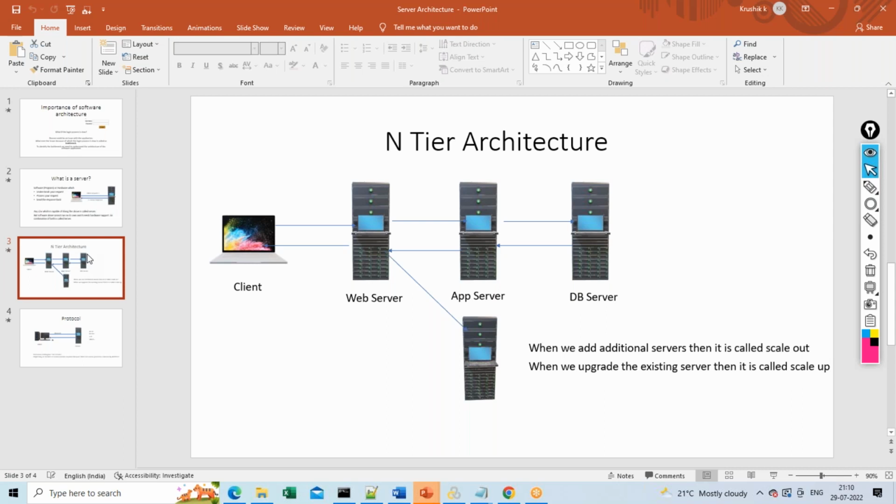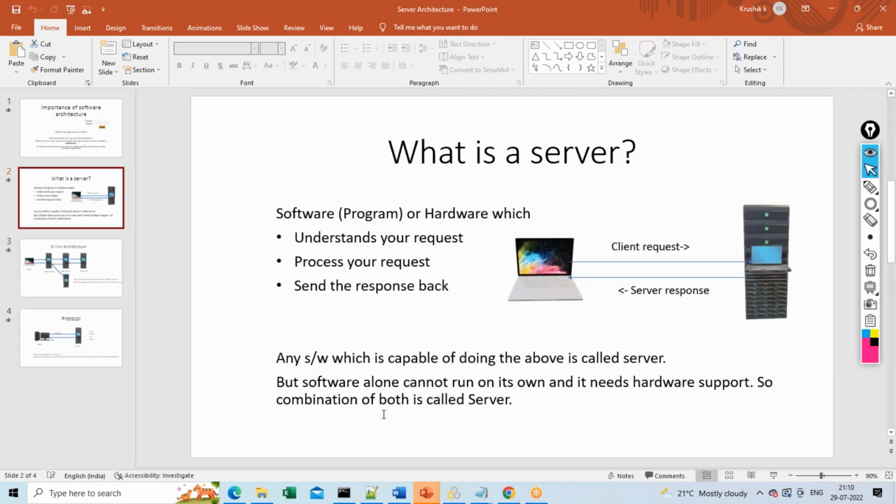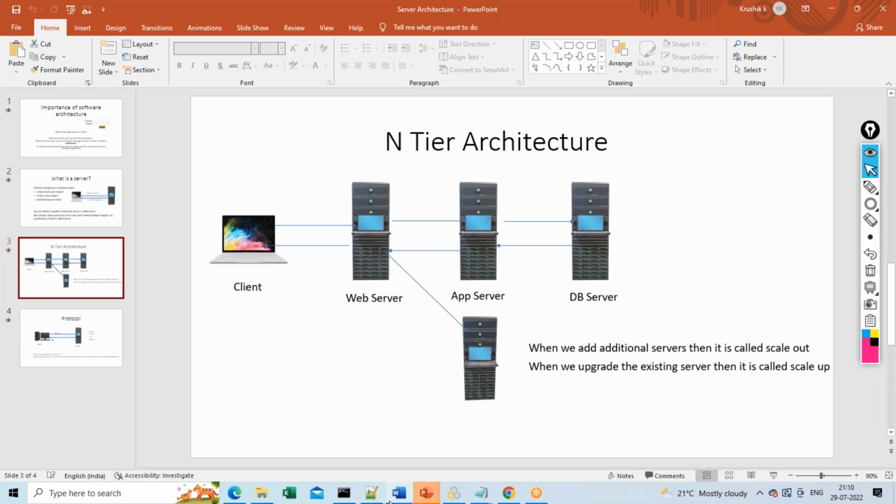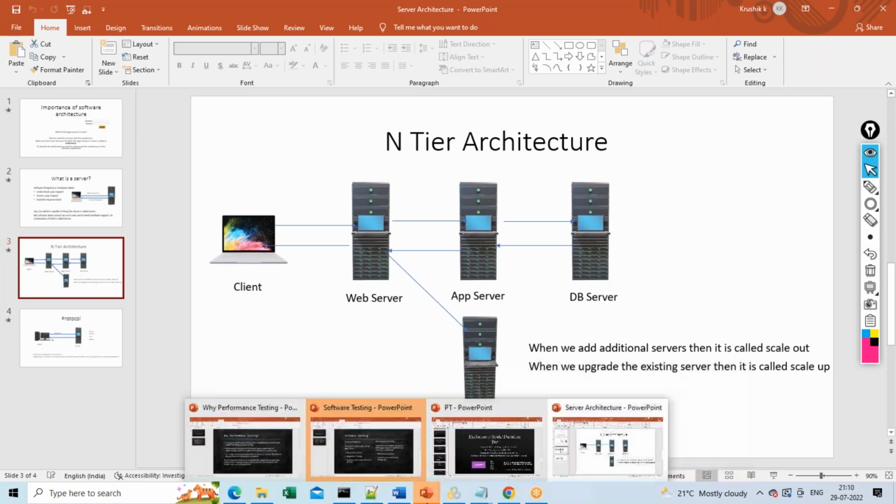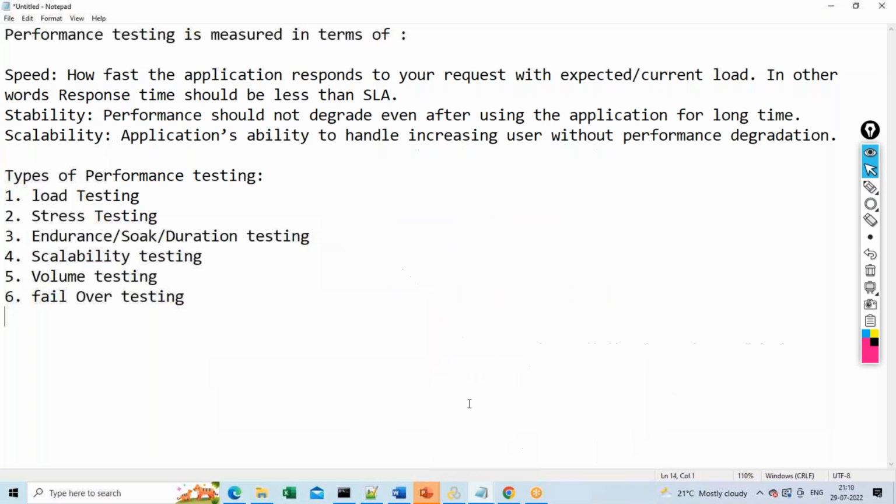We need to understand these slides in order to understand failover testing. So in the next session, at the end of the session, we will discuss failover testing.